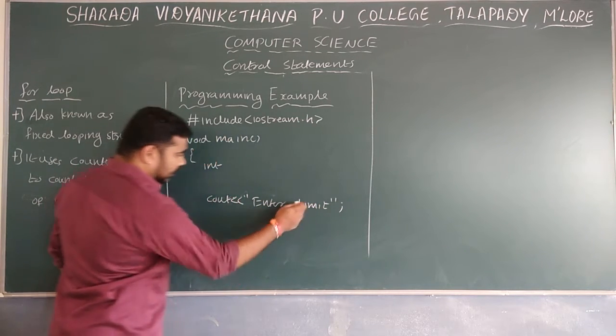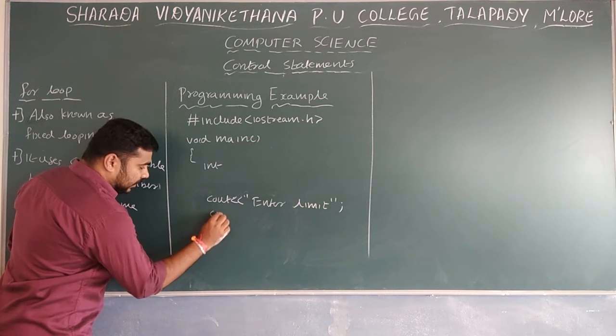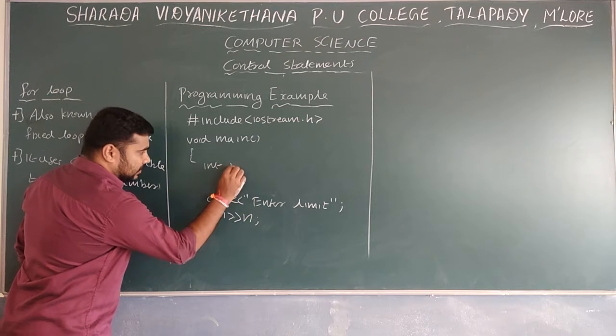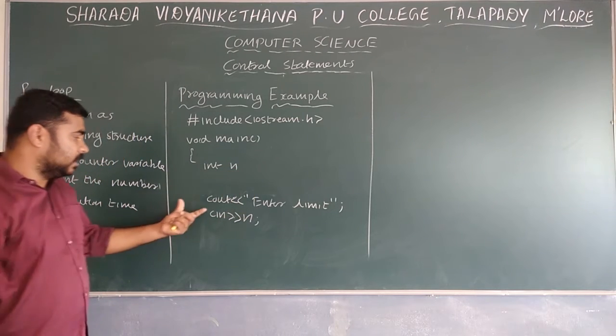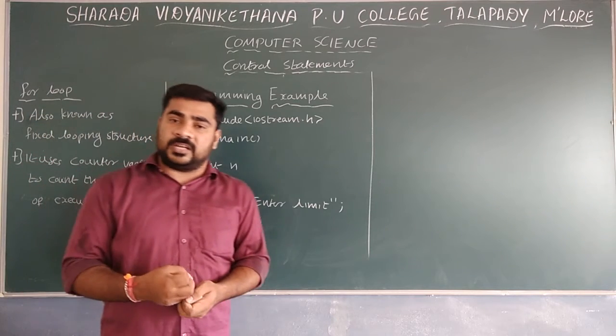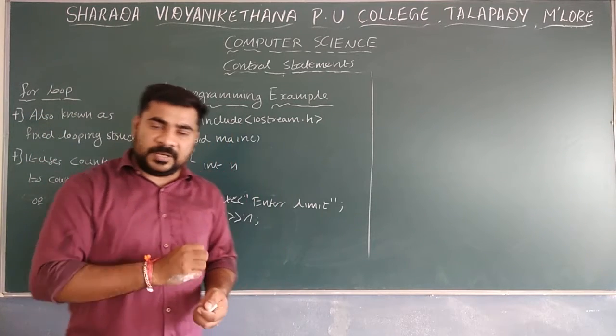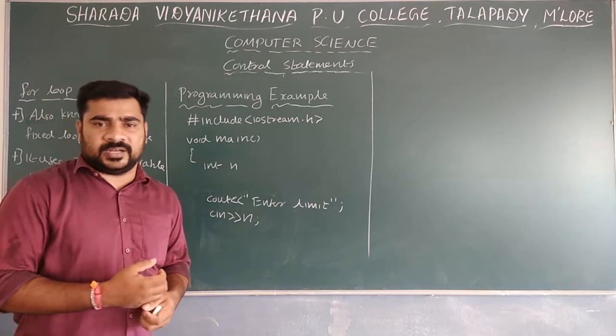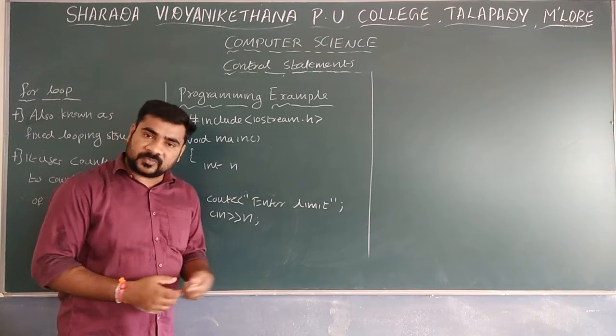So we can take the input, then I can use cin >> n. So n is required. Like that you can write cout, enter limit. So the final limit we can enter. For example, if you want to display 10 numbers, the n value will be 10. If you want to display 20 numbers, the n value will be 20. Like that you can display the numbers.